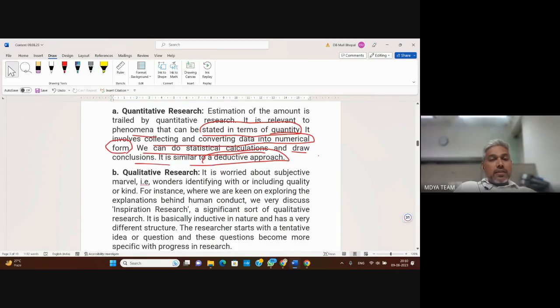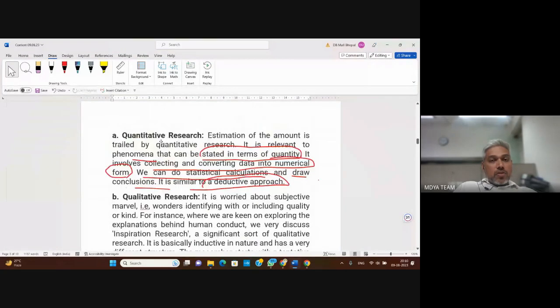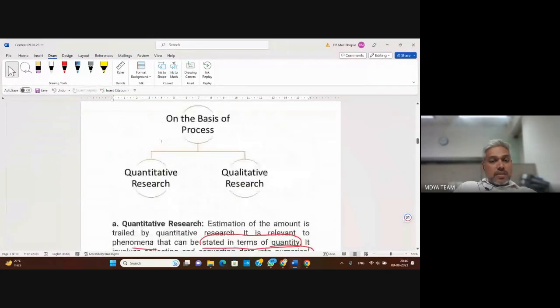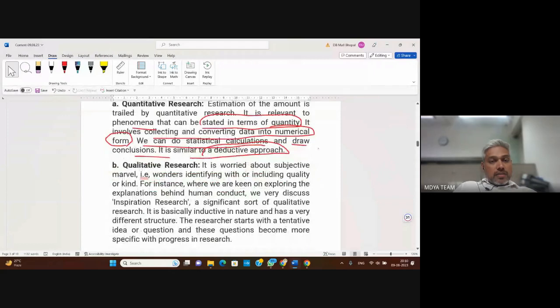After that, on the basis of process, we have gone through the quantitative. Now next is qualitative research. So what is qualitative research? We have already discussed it, but we will discuss it again and again. We have to repeat it, we have to learn it, we have to read it. In this way the research aptitude will automatically be fed into our brain.